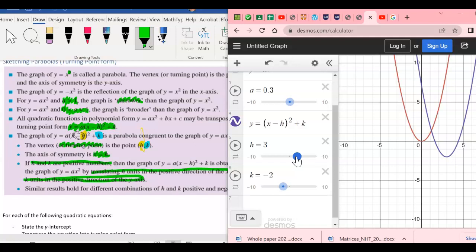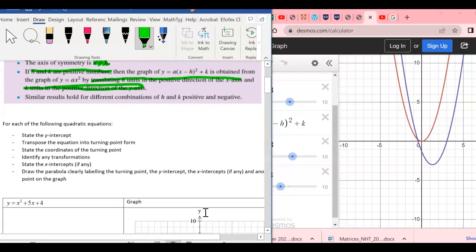Now today we're not going to look at changing a other than making it negative, just because that might be a little bit too advanced for what we're doing. This is just a beginning or an introduction to turning point form. Okay, so just remembering that h shifts it left or right and k is up or down.